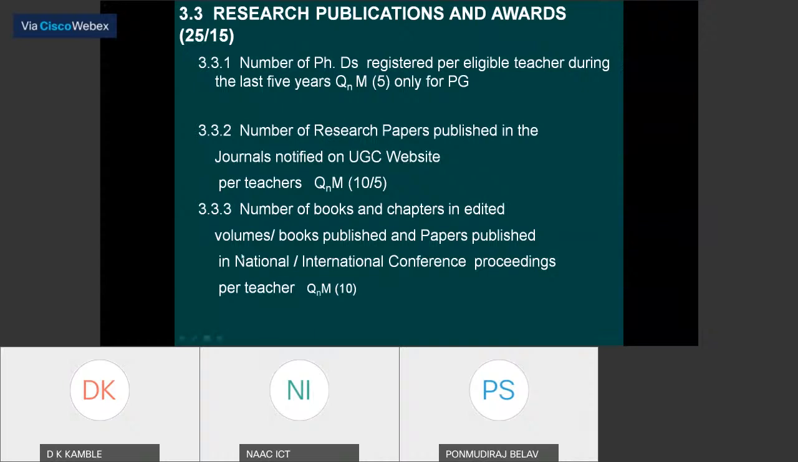Similarly, in 3.3.3, number of books and chapters in edited volumes, papers with ISBN numbers are required. For that also, the institute has to provide the list of published papers in the edited books, along with the full paper details.